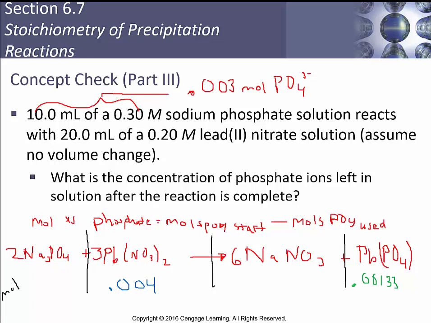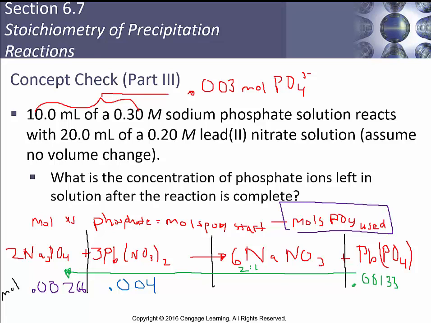So going from our product, it's a 2-to-1 stoichiometry. So I'm going to have twice as many moles of the sodium phosphate consumed as lead phosphate produced. So I'm going to end up with 0.00266 moles of my phosphate that were used. So this is the amount of phosphate that was used. The amount of phosphate I started with is up here, the 0.003 moles up here.